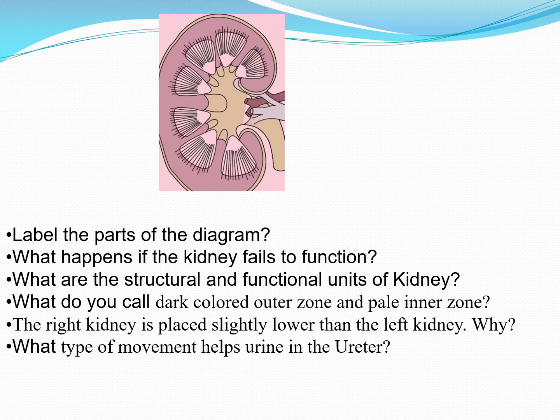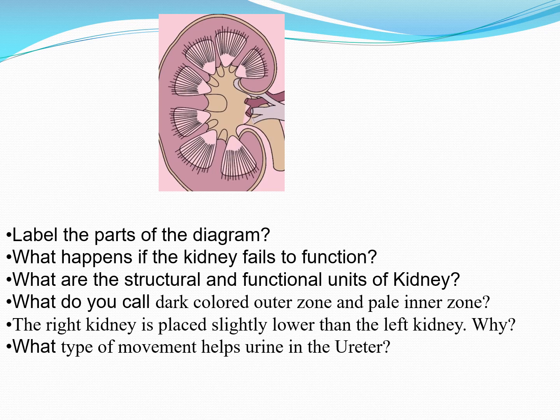Okay. Next, what are the structural and functional units of kidney? Nephrons are considered as structural and functional units of kidney. What do you call the dark colored outer zone and pale inner zone? Dark colored outer zone is cortex and inner pale colored zone is called medulla. Next question. The right kidney is placed slightly lower than left kidney. Why? To give proper accommodation to liver, right kidney is placed a little lower than left kidney.